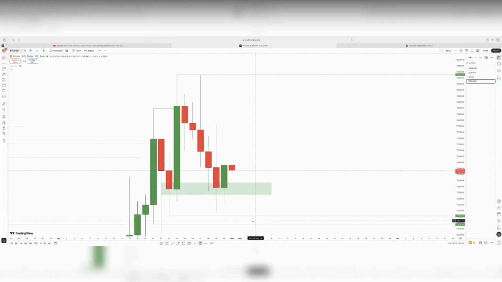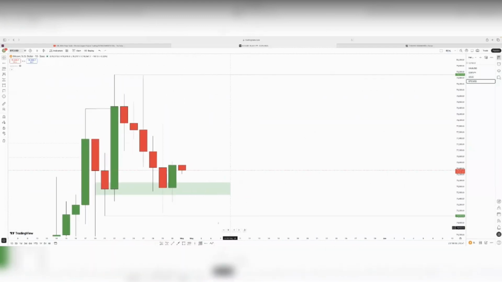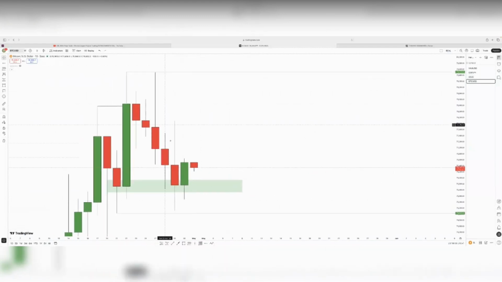Now, every other thing does not matter at this point. Until we see a break of this low, this is our focus. And we are trying to look for a buy setup right here.